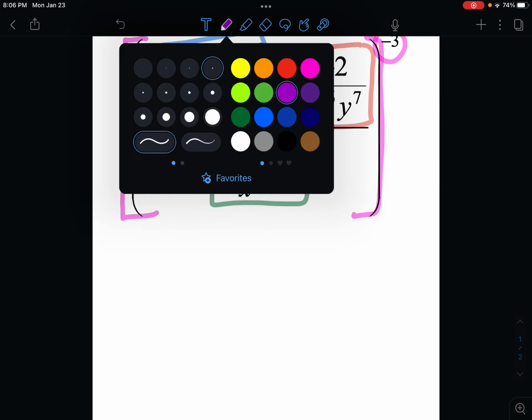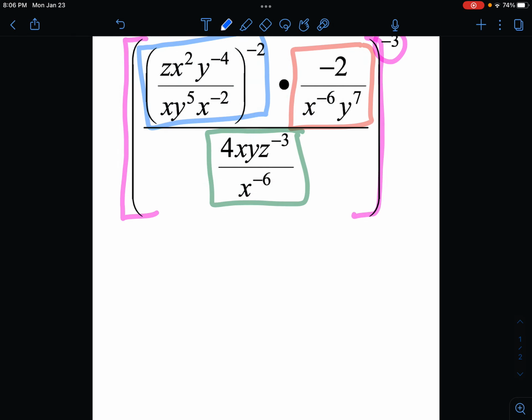So if we look at the blue part first, I see all we have is this single z term. So z, x squared, we have x to the 1 in the denominator, so that cancels, gives us x to the 1. And then x to the negative 2 is like x to the 2 in the numerator, we get x cubed. Y to the negative 4 and y to the 5th. If we use subtraction, we end up with y to the negative 9th. And all of that still raised to the negative 2 power.